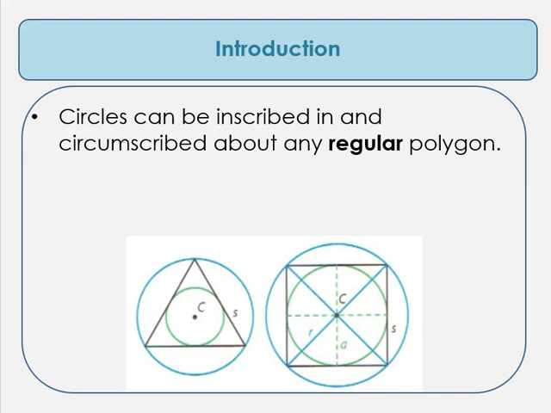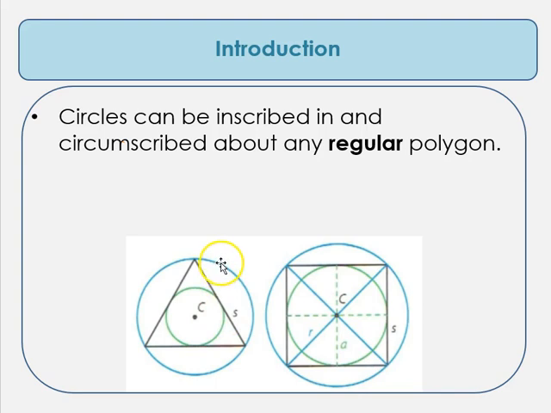So let's talk about circles for a second. Circles can be inscribed in and circumscribed about any regular polygon. From previous lessons we've learned that an inscribed circle will have the same center as your polygon, and with our compass we would set our compass at the center C, and we would set it up so that we have a circle that fits inside of this polygon, which is a triangle, by using the midpoint of the side as a radius.